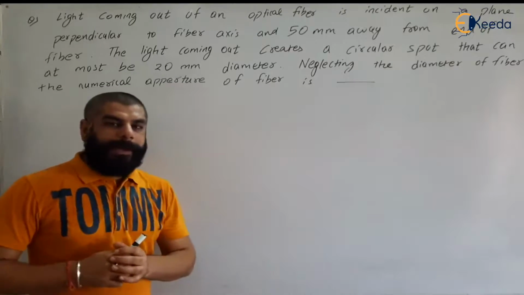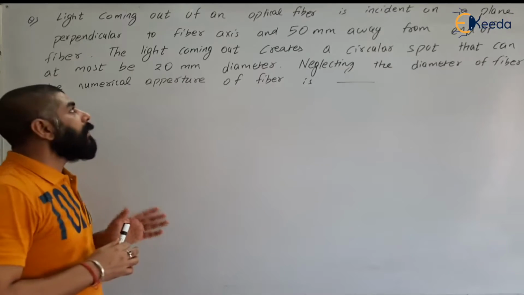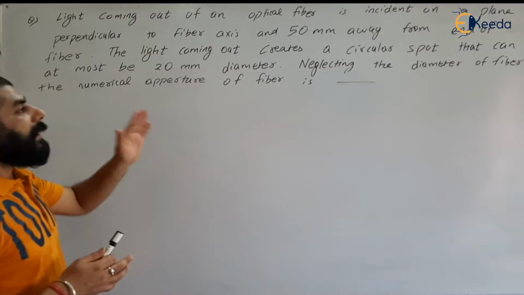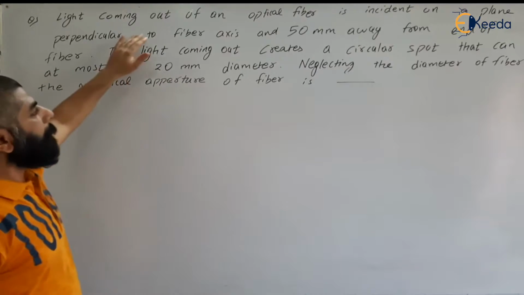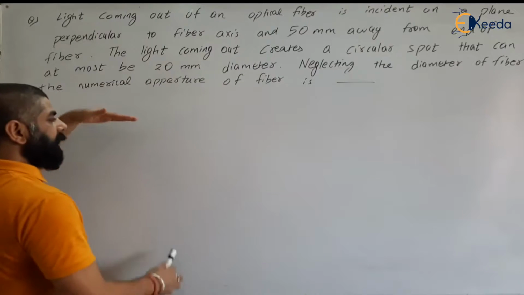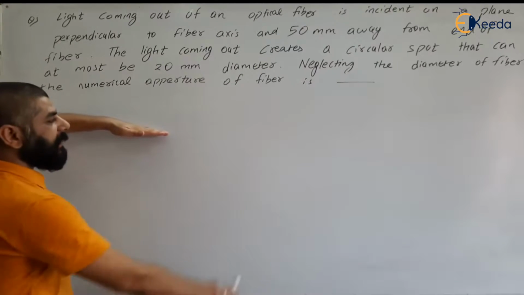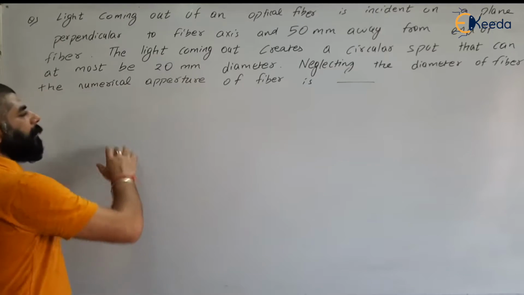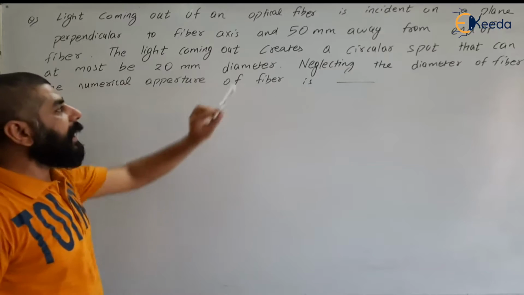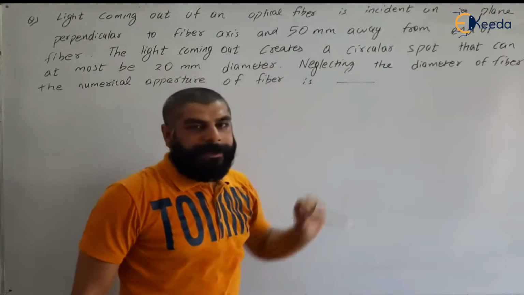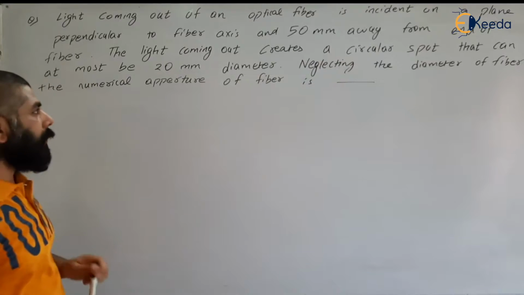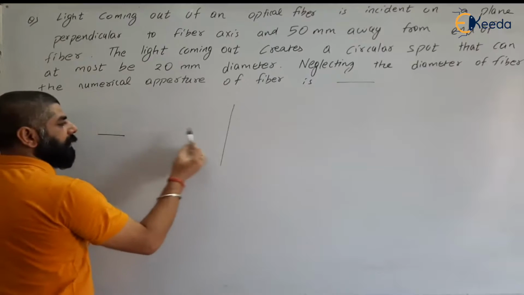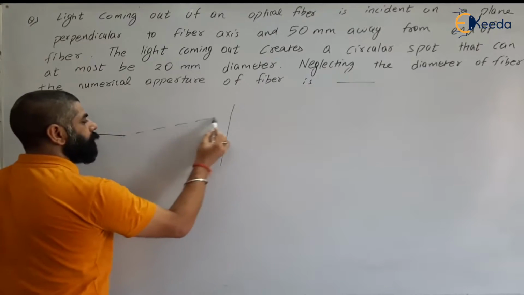So I have written a numerical which was asked in GATE 2010. The question is, light coming out of an optical fiber is incident on a plane perpendicular to the fiber axis. Means if the optical fiber is placed like this, there is a surface perpendicular to the optical fiber. Light coming out of the optical fiber falls on that perpendicular surface, which is 50 mm away from the end of the fiber.